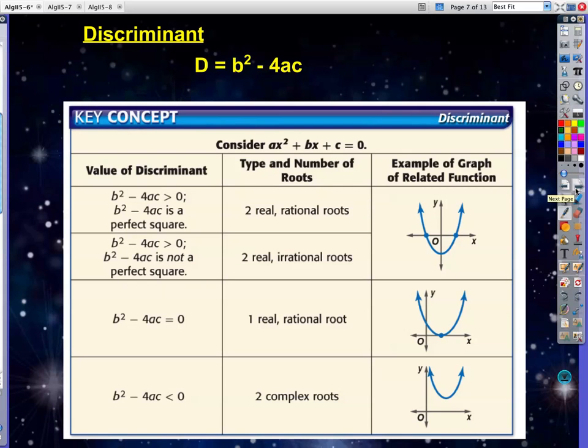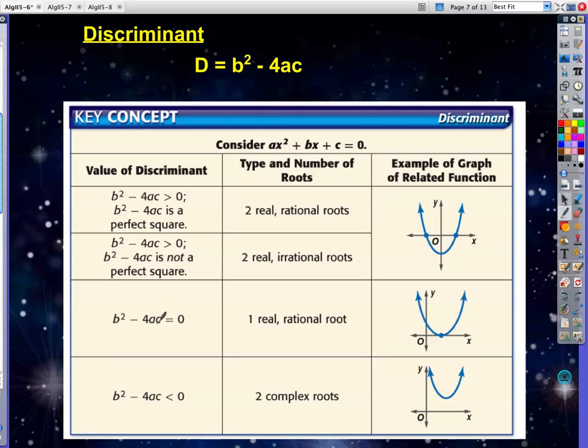Okay, discriminant. B squared minus 4ac, that's the part underneath the radical. If it's greater than 0 and it's a perfect square, I'm going to go through this really quick, but you're going to have to press pause. You have 2 real rational roots. But if your b squared minus 4ac is not a perfect square number, and remember the perfect square numbers are like 1 times 1 is 1, 2 times 2 is 4, so 1, 4, 9, 16, 25, 36, etc., then we say they're real but irrational.